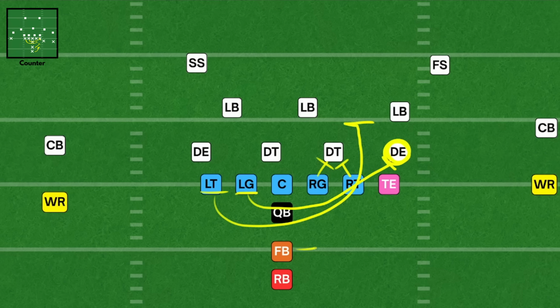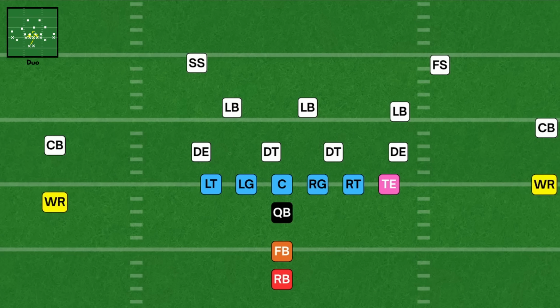The play side blockers often use the same double-team blocking assignment as before, using the down block technique to wall off the hole. You'll see the running back take an initial step towards the backside to allow the tackle time to make his way across the line into his blocking position.